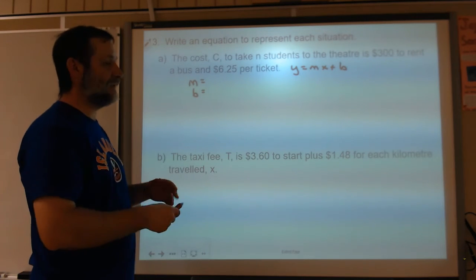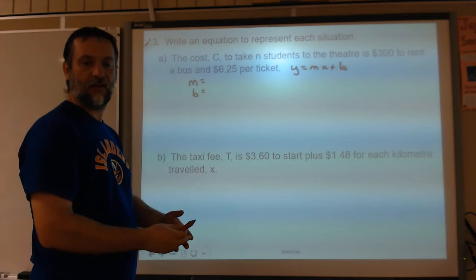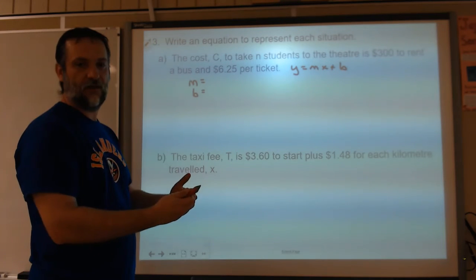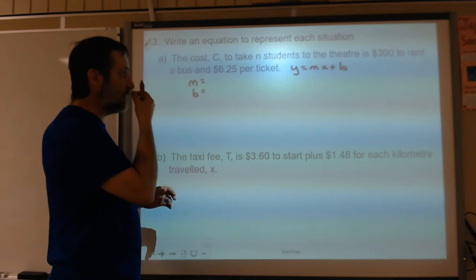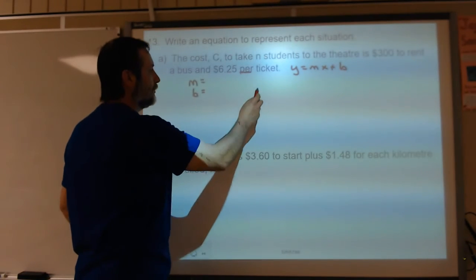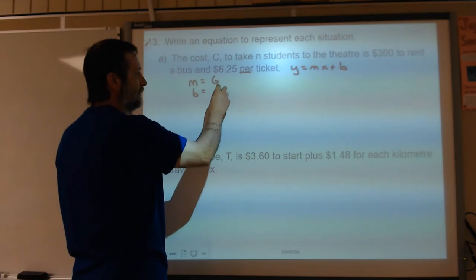Well, we could read this as $6.25 per ticket. So that means that is a rate of change. The number of tickets and the rate go hand in hand, and the word per is even in there. So my slope is 6.25.